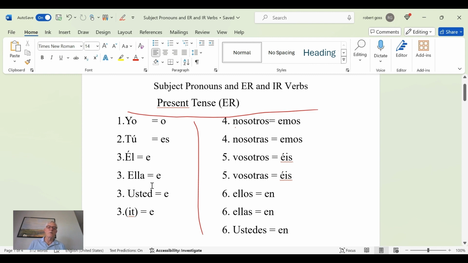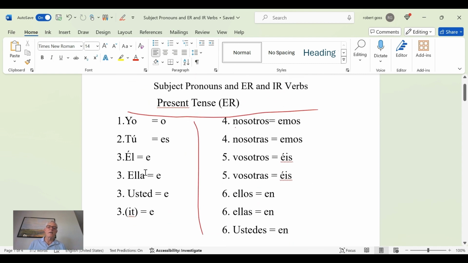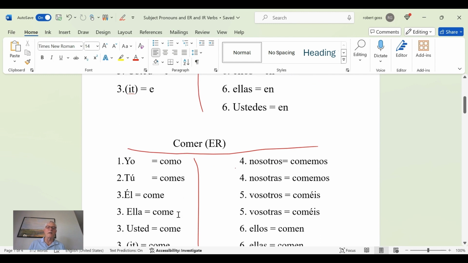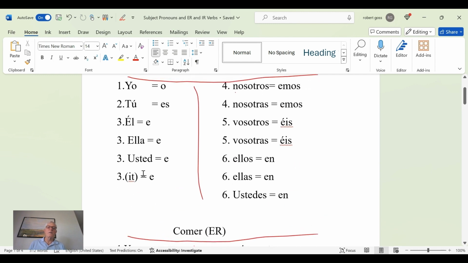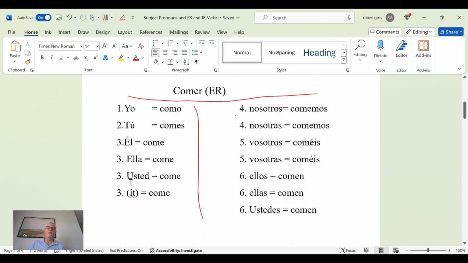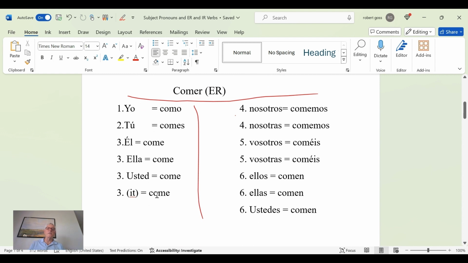So he eats, we cross off the ER and we got él come. She eats, ella is she. She eats, we cross off the ER and we also put come, ella come. Usted, you formal, eat. We cross off the ER, we put the E there. Usted come, you formal, eat. It eats. Well, we cross off the ER. There is no word for it in Spanish, so we would just put the E ending on, come. And so, come comida de perros. It eats dog food, if we're talking about a dog.